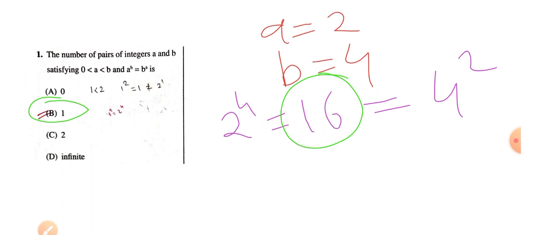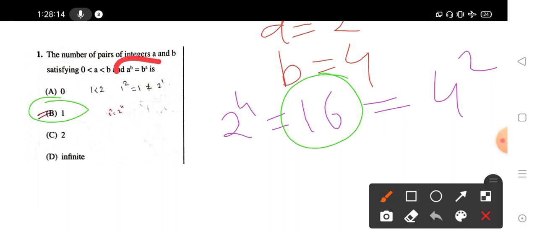First question: the number of pairs of integers a and b satisfying 0 < a < b and a raised to b equal to b raised to a. Here they ask for the number of pairs of integers a and b satisfying 0 < a < b and a^b = b^a.